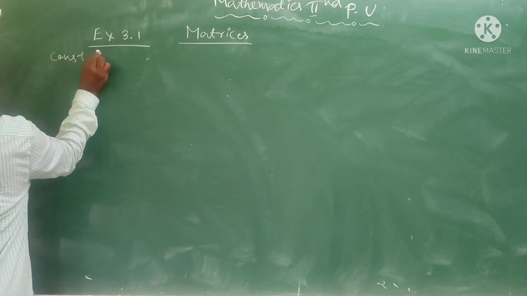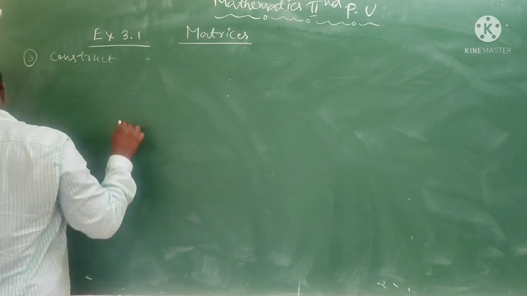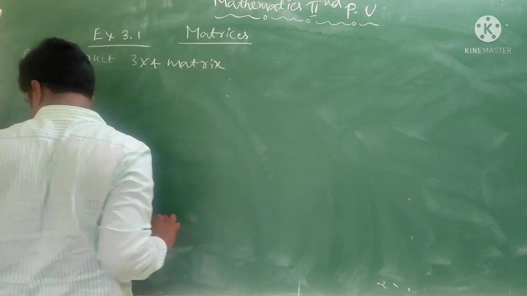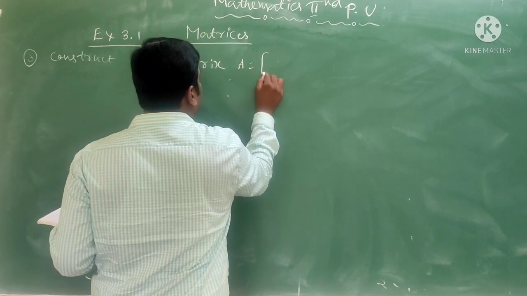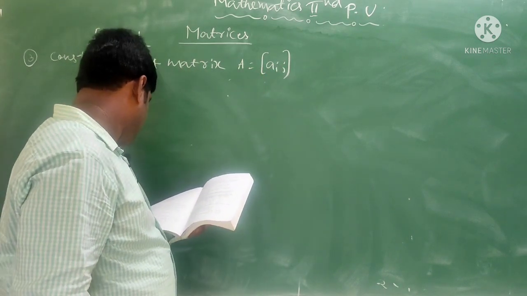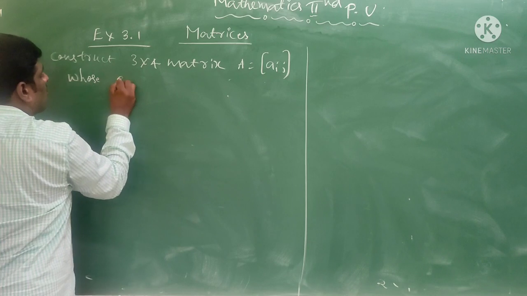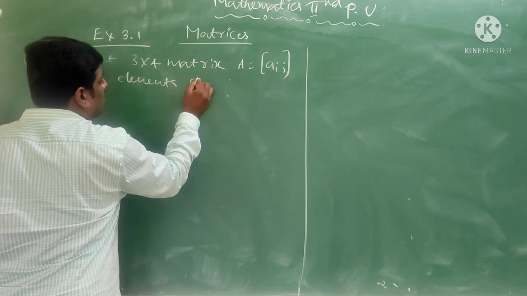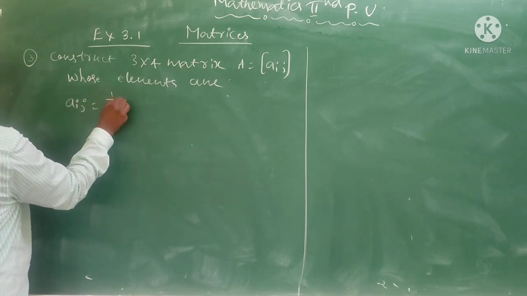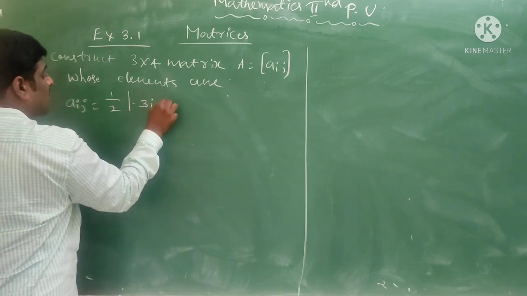Construct. So I think the third problem: construct a 3x4 matrix A equal to Aij, whose elements are Aij is equal to 1 by 2 modulus of minus 3i plus j.